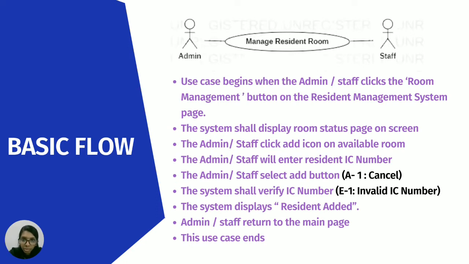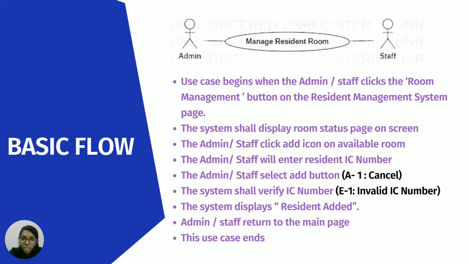the resident management system page. The system shows the room status page on the screen, and then the admin and staff click add icon on available room, and the admin and staff will enter resident IC number, and then select add button. The alternative flow is A1 cancel, and then the system shall verify the IC number.